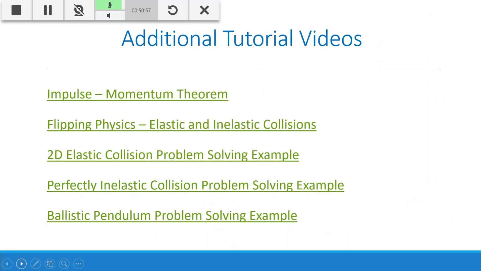So to help you with these types of problems, I have a bunch of problems. Right here, this one is a 2D elastic collision problem. So this is like the worst of the worst. Well, I don't think I gave it the worst of the worst, but this involves an elastic collision in two dimensions. So you have an equation for momentum in the x, momentum in the y, and a kinetic energy equation. So you could have three unknowns. I also have a perfectly inelastic collision example problem and a ballistic pendulum problem solving example, and then some other videos that can help if you are struggling.